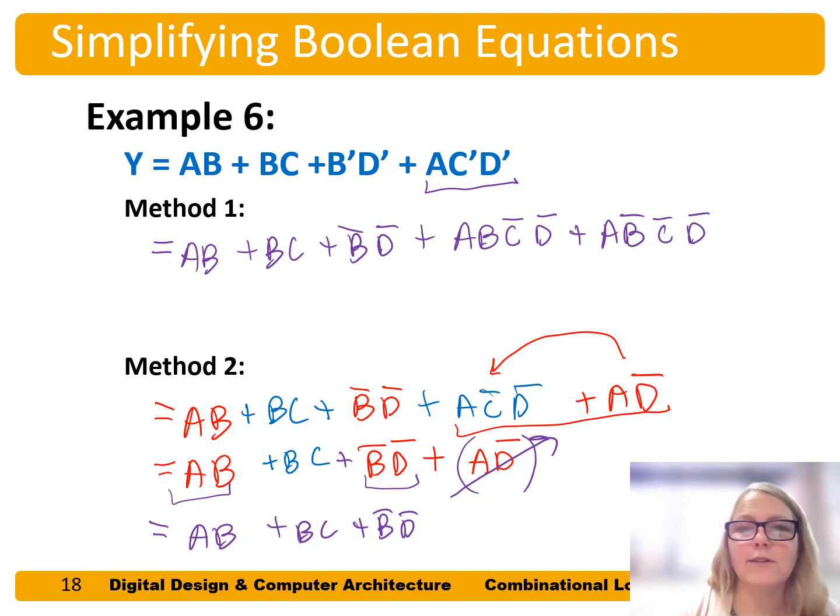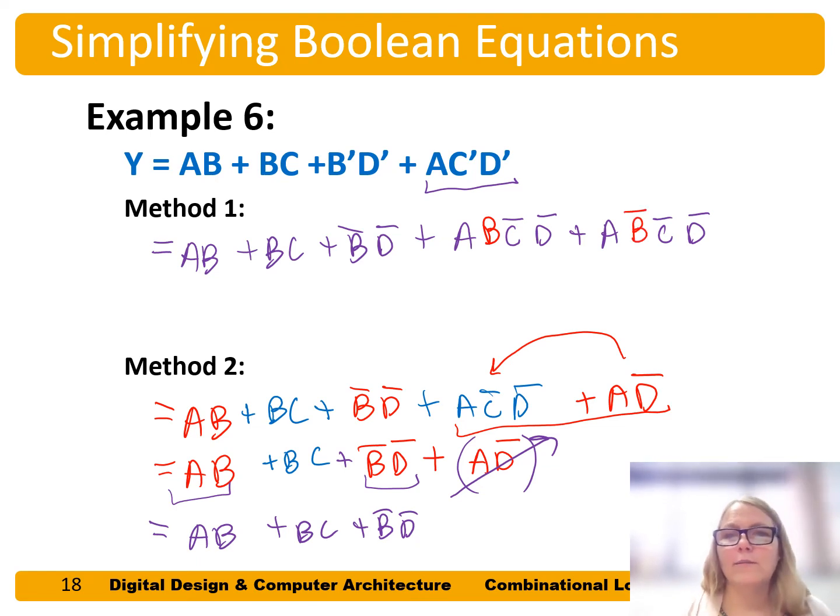And so we've taken this term here, we've basically added in a B term by using combining, or really reverse combining, right? We're uncombining that B out of that term. So A C bar D bar is the same as A B C bar D bar or A B bar C bar D bar.